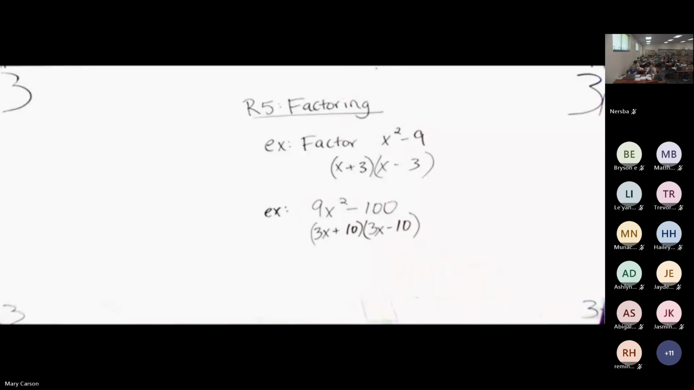Pretty easy, right? Difference of squares. Let's do one more. Do that one. 36x squared minus 25y squared. I should be writing down. I should be seeing you moving your pencils.